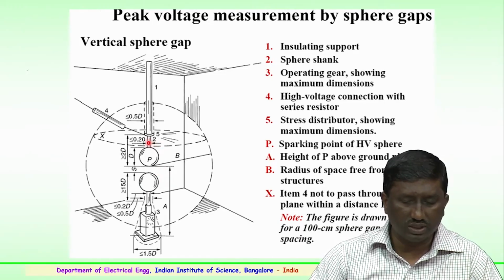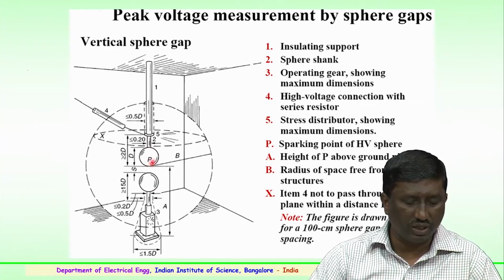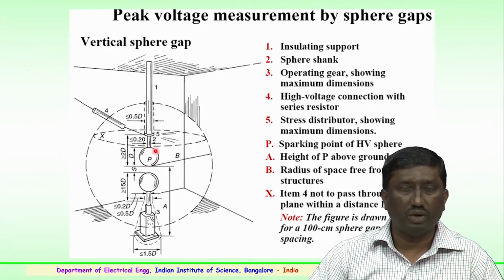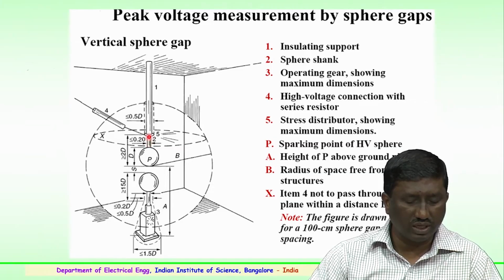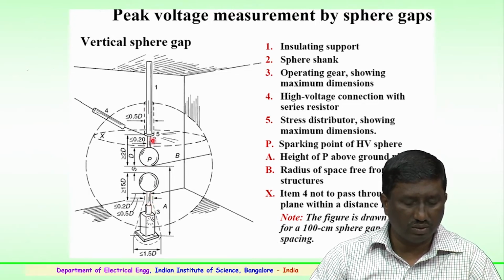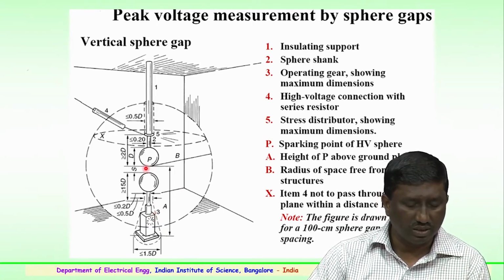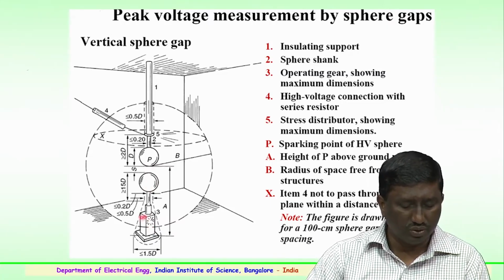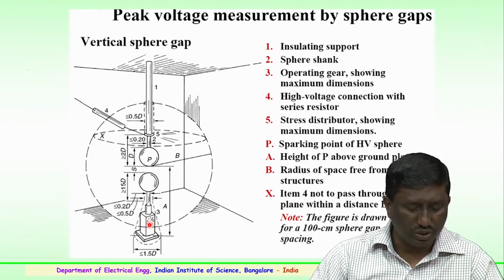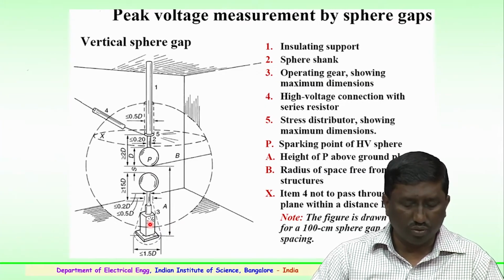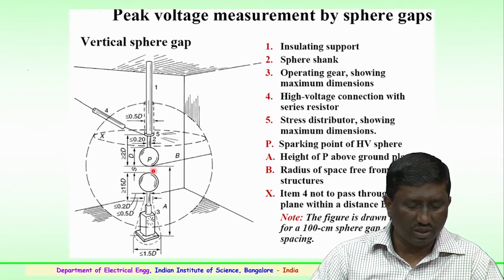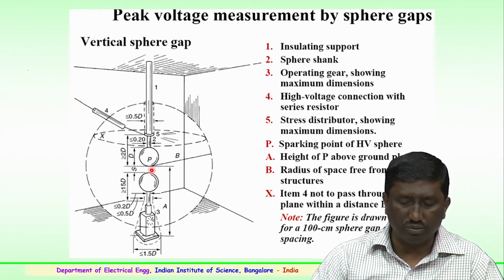Second, here you can see the sphere shank; the metal sphere could be of copper, brass or aluminum. The sphere shank is a metal portion which is connected to the insulating support. This is the shank, and this is the insulating support. Third is the operating gear, showing maximum dimension. The distance S between the two spheres can be controlled by a motorized mechanism in the case of huge spheres. This is basically a control or operating gear arrangement for setting the required gap distance.